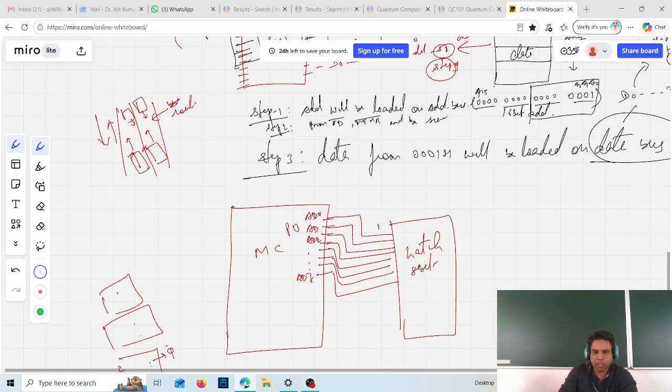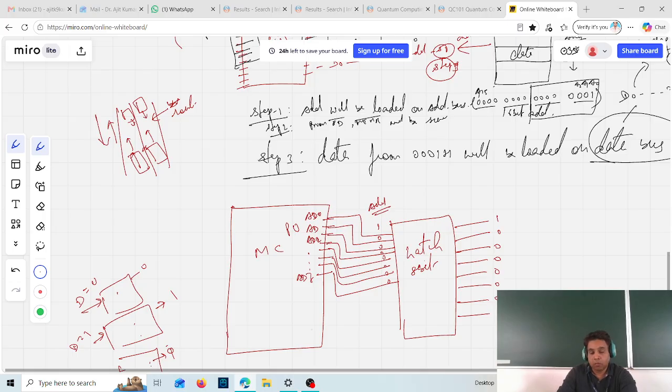What was the address? 10000000. This was the address. And at the output, you are again going to get the same address, because you know this is like a D latch in which if D is 0, then the output is 0, and if D is 1, then the output is 1. So whatever is the input, the same will be the output, that is 1, 0, 0, 0, 0, 0, 0, 0.